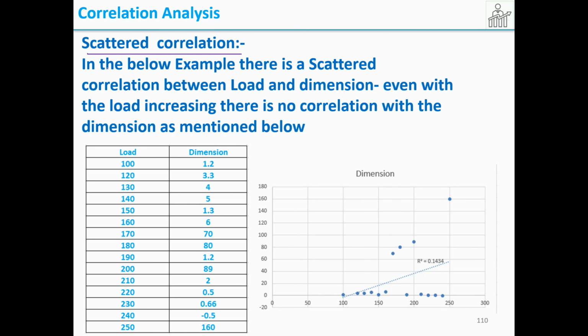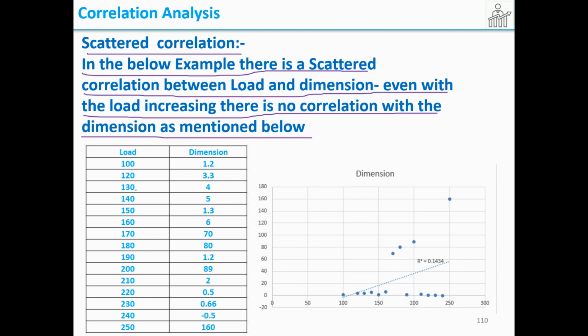Then scattered correlation. In the below example, there is a scattered correlation between load and dimension. Even with the load increasing, there is no correlation with the dimension, as shown below. That means when the load is changing, the dimension is also changing but not proportionately. It means for the dimension variation, some other parameter is affecting. The R square value is just 0.1434. Only 14% correlation is there. So we cannot call this a good correlation between load and dimension. This we also call scattered correlation.